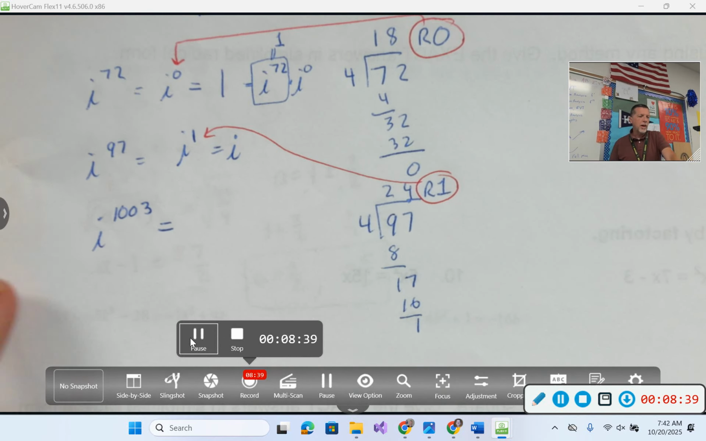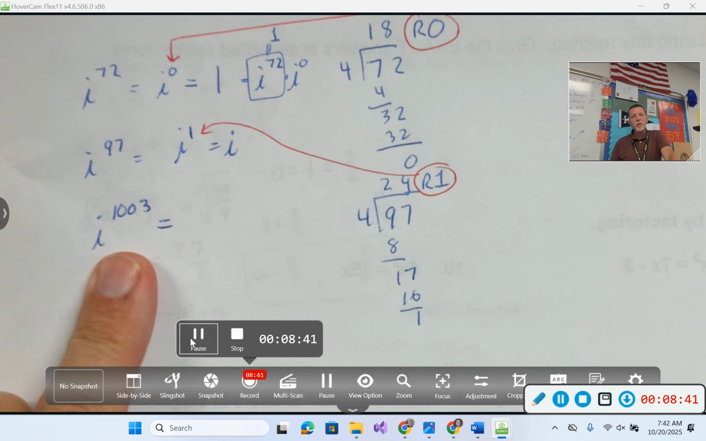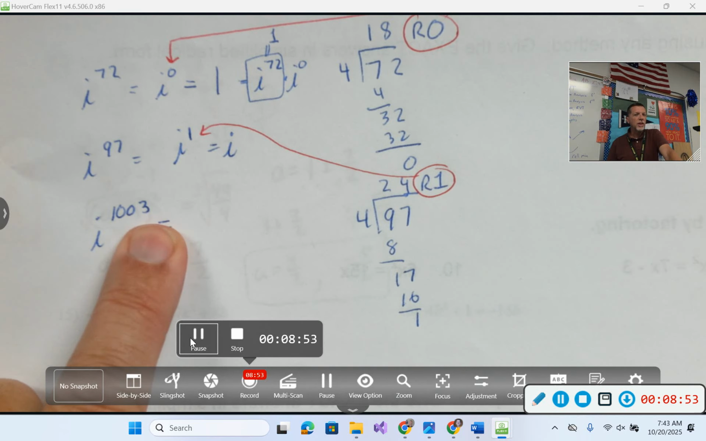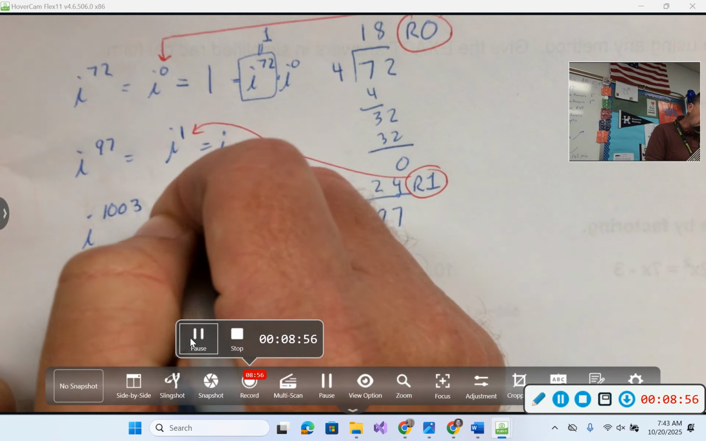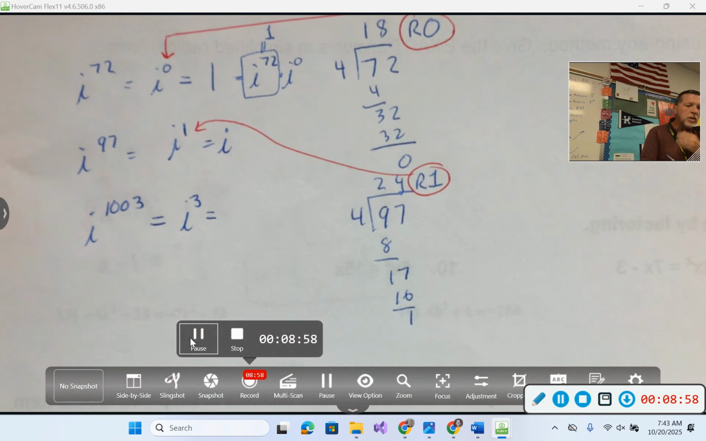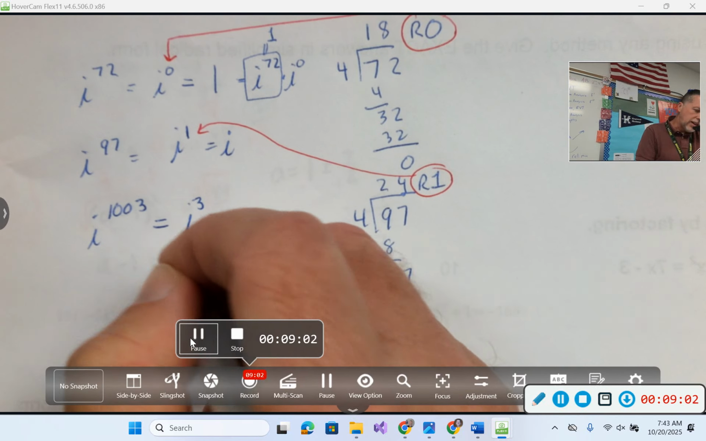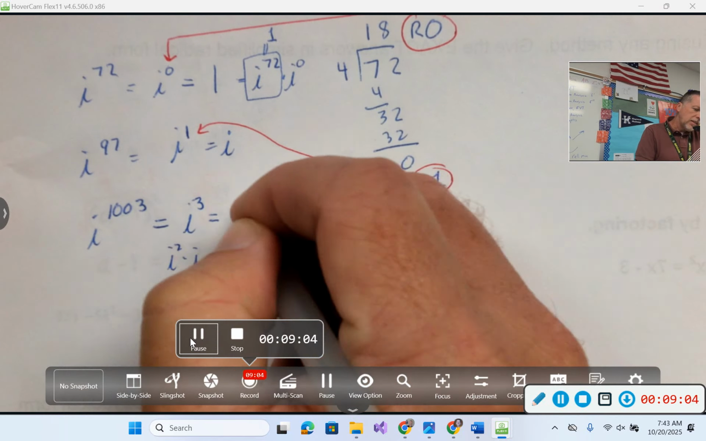Maybe you can kind of combine. Like if I divide 1,003 by 4, do you know what the remainder is going to be? The answer would be 250. What would the remainder be? 3. There'd be 3 left over. You'd have 250 groups and 3 left over. So this is the same thing as i cubed, which then we got to think about what i cubed is, but that's i squared times i, so that's negative i.